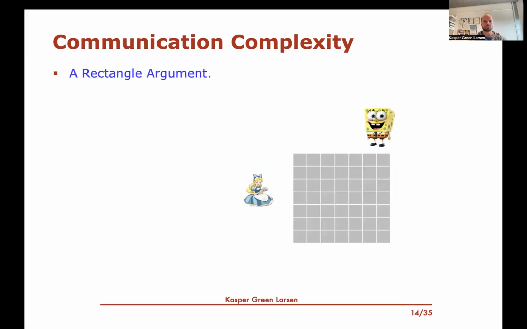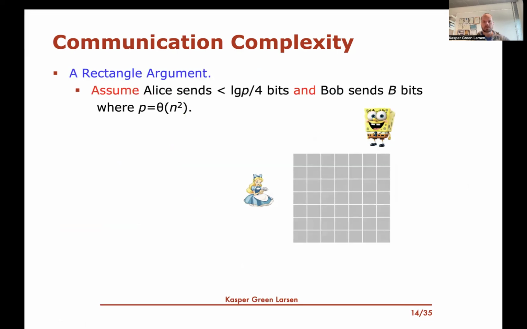So let's try and prove this. We're going to use this standard technique in communication complexity called a rectangle argument. The lower bound statement was that either Alice sends at least log p over 4 bits, or Bob sends at least n log p bits. The way we're going to prove it is to assume that Alice does not send log p over 4 bits. Then we want to prove a lower bound on Bob's communication. We want to show that this number of bits b that Bob sends has to be large.